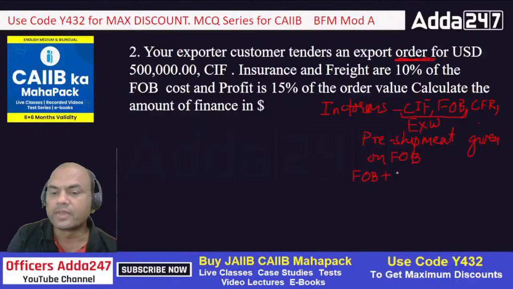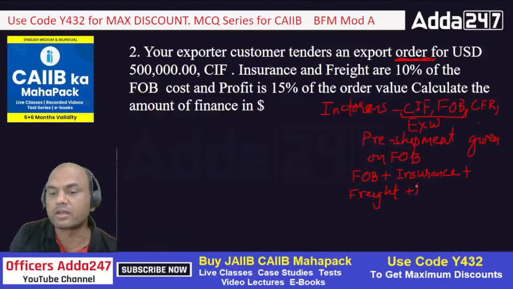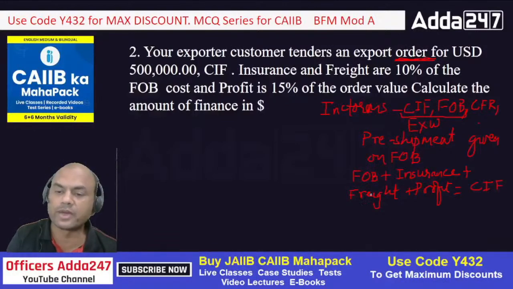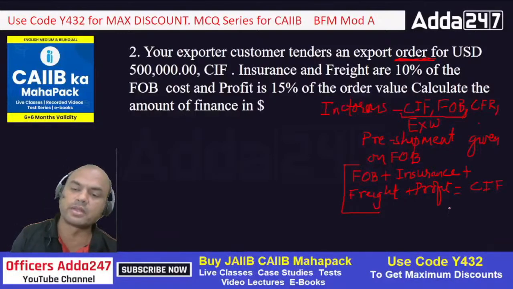FOB plus insurance plus freight plus profit equals CIF. Always remember this. FOB plus insurance plus freight plus profit equals CIF. This equation, if you remember, you will never go wrong in any of the pre-shipment problems.